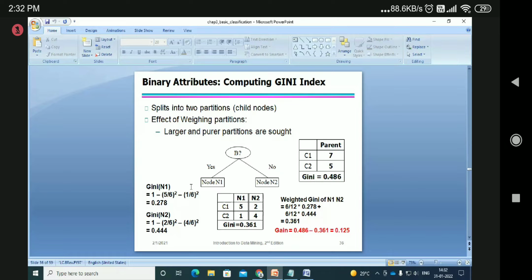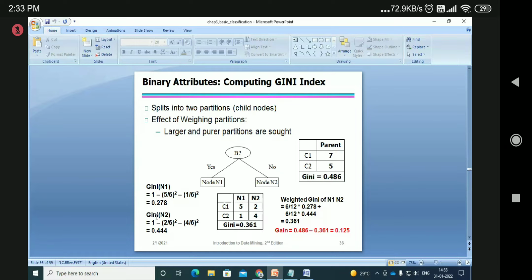So the Gini of node 1 is what? 1 minus the probability of class C1, that is 5 by 6. These are the instances present at the node N1, and these are the instances present at the node N2. So what is the probability of class C1 at the node N1? That is 5 by 6, as total instances are 6. And the probability of class 2 is 1 by 6. So 1 minus (5 by 6) square minus (1 by 6) square, you will get some answer.